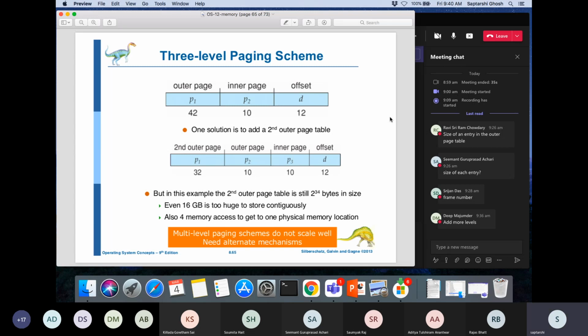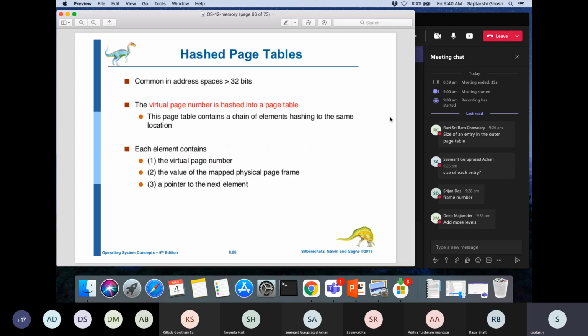Let's discuss the next scheme, hashed page table. Okay. So you all know hash tables. In a hashed page table, this is commonly used in those systems which allow more than 32 bits of address space. Like systems nowadays, some systems allow a 64-bit logical address space. So in those kinds of systems, hashed page tables are sometimes used.